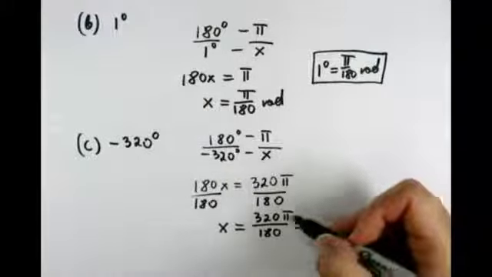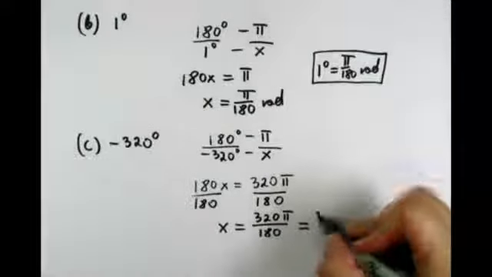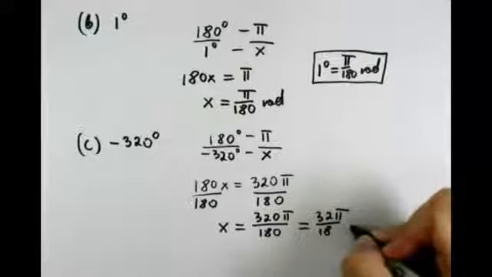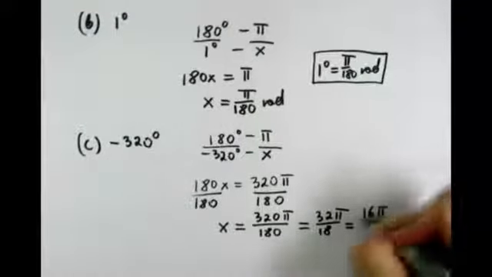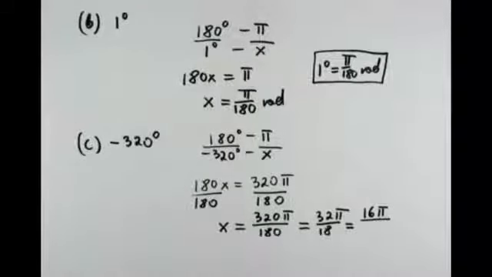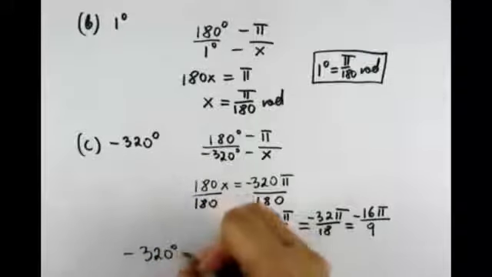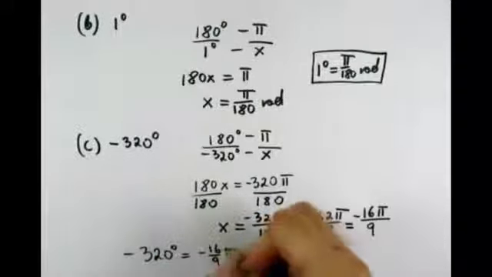We can reduce by 10. The zeros cancel out, so we have 32 pi over 18. And we can reduce this even more. Certainly we can reduce by 2. 32 divided by 2 is 16 pi, and 18 divided by 2 gives me 9. And that's it. We missed the minus, so minus 320 degrees is minus 16 pi over 9 radians.